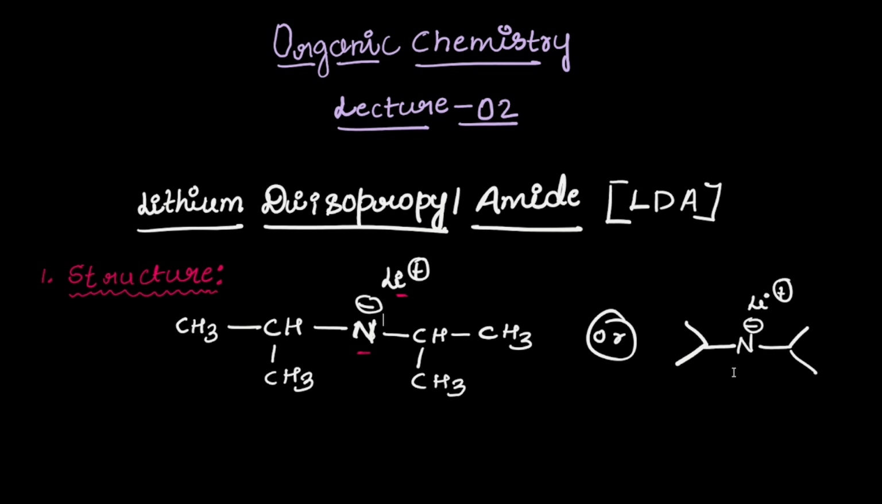You can see here it contains two propyl groups attached to the same nitrogen atom, which is containing a negative charge, and here you can also see the lithium ion carrying a positive charge. There's no bond formation between them, but they are electrostatically attracted towards each other since they have opposite charges. If you write it in a bond line structure, the structure looks like this.